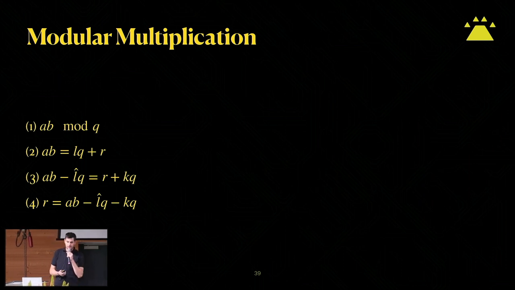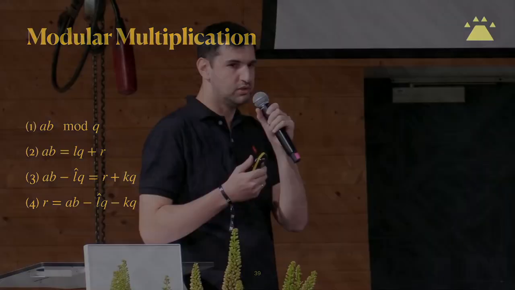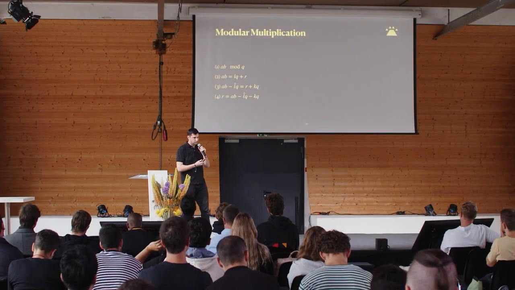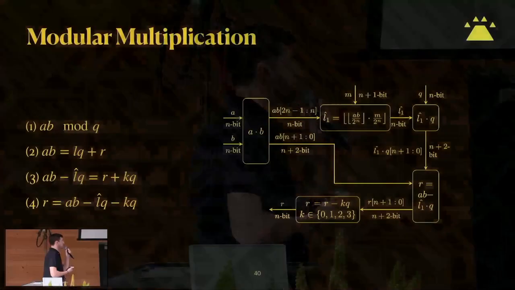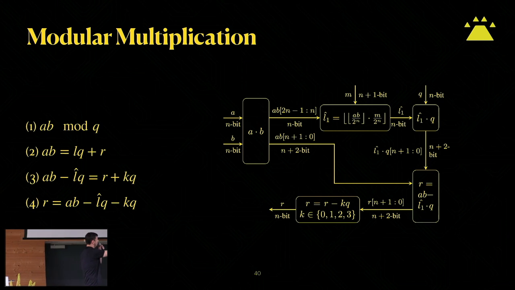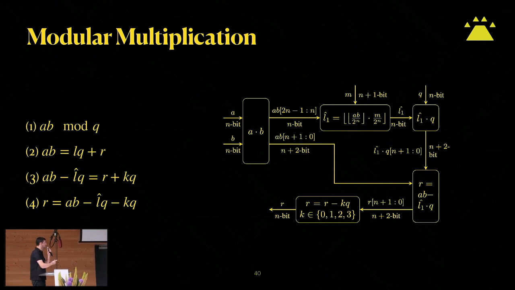Just rearranging the elements, we get that what we need to compute is this residue R, which equals the expression in number four. What was commonly done before is the estimation was really tight. Previous generations of modular multiplication wanted the estimation to be as good as possible. Our idea was to have more slack in the estimation. So we allow the estimation to have a larger error, which eventually translates into this block here at the bottom. It means that we need to try different values of K. Now, what we gain is that in this estimation above, L1 hat, we are able to break it down into two multiplications that are smaller, over n or n plus 1 bits.